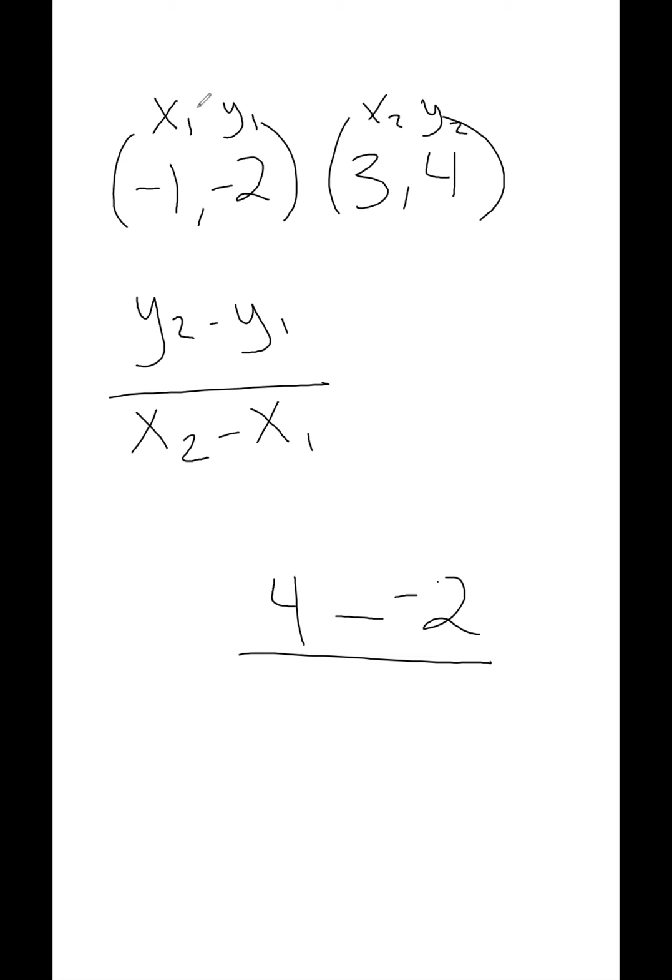All right, bottom piece. X2 is right here. It's 3. Minus, remember that minus is there. And then my x1 is that -1, so you have the -1. And I have a double negative there. That's important because 2 negatives make a positive.